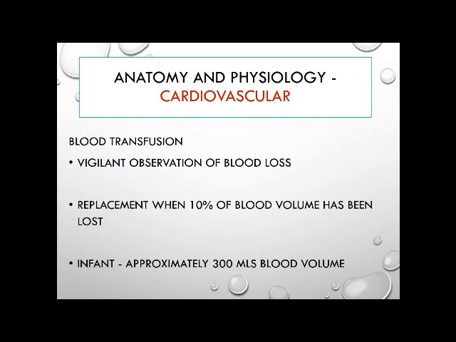In order to achieve hemodynamic stability for the cardiovascular system, any loss should be compensated as soon as possible. Vigilant observation needs to be made for blood loss, and usually with infants, the younger a child is, the less tolerant they would be for blood volume loss, and replacement may be warranted in clinical situations where there's a 10% loss, and that would roughly equate to about 300 mL of blood volume in an infant.